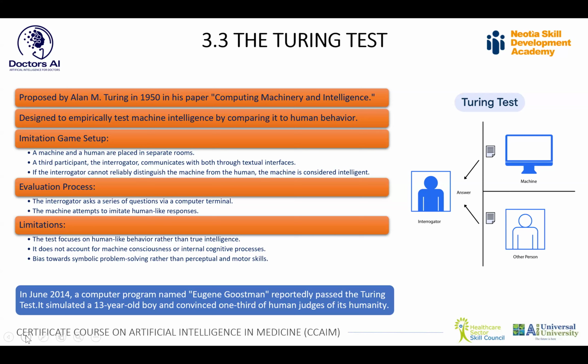What was the evaluation process? The interrogator asked a series of questions via computer terminal. The machine attempts to imitate human-like responses. Well, it had a lot of limitations, but in the 1950s, this was one of the best ways of assessing machine intelligence. And now, with the era of general intelligence coming in, obviously the Turing test doesn't hold true anymore, right? So this was the Turing test, which was first proposed by Alan Turing.